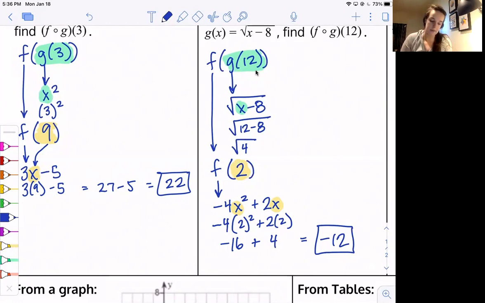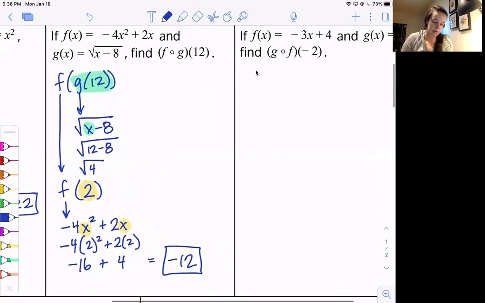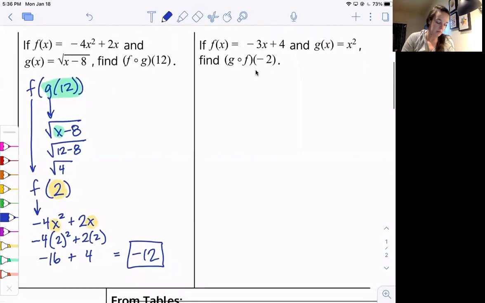Cool. Take a moment to pause on that one. If you want to try one on your own, this might be a good one to try.